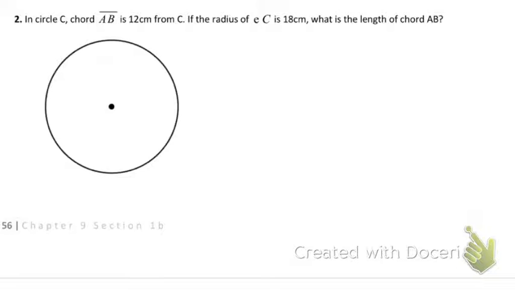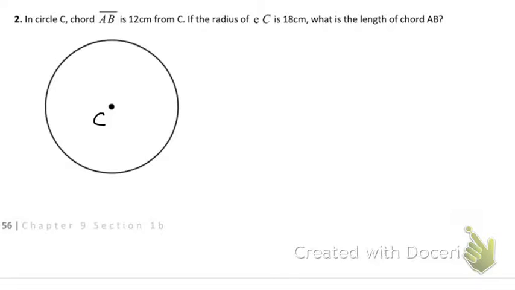Okay, so we start with circle C. So let's go ahead and label this as C. Then they tell us there's a chord AB. Well, chord AB could be a diameter, technically. I'm probably not going to draw it as a diameter until I find out for a fact. In fact, if I drew this as a diameter, I'd have a problem because it says it's 12 centimeters from C. Why can't that be a diameter then? Why do we know for a fact that AB is not a diameter?